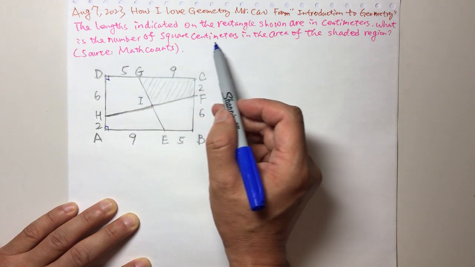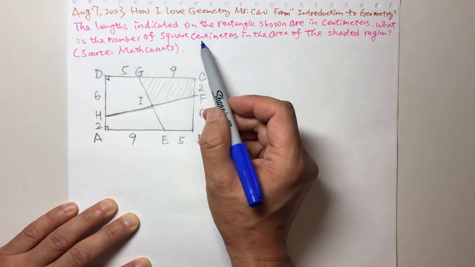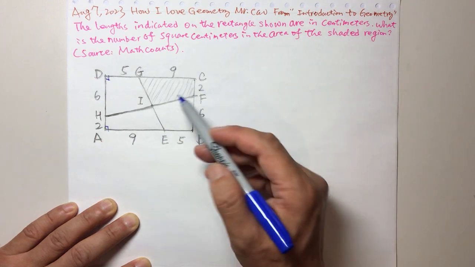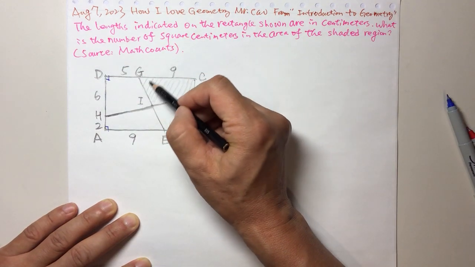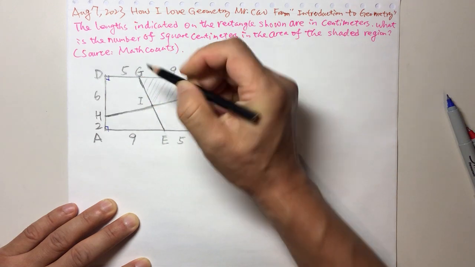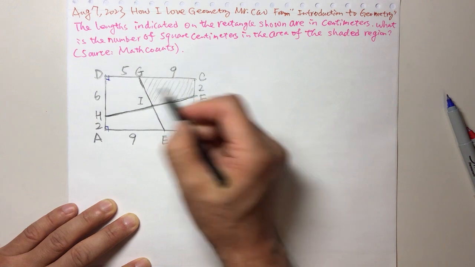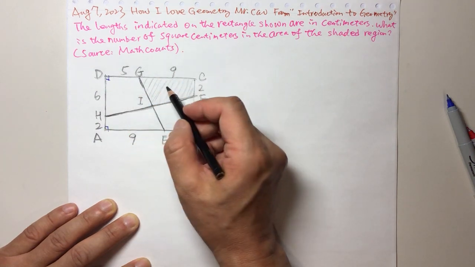And in numbers, what is the number of square centimeters in the area of the shaded region? So it asks us to find the area of this part, right? These two segments split the total rectangle into 4 parts, 1, 2, 3, 4.